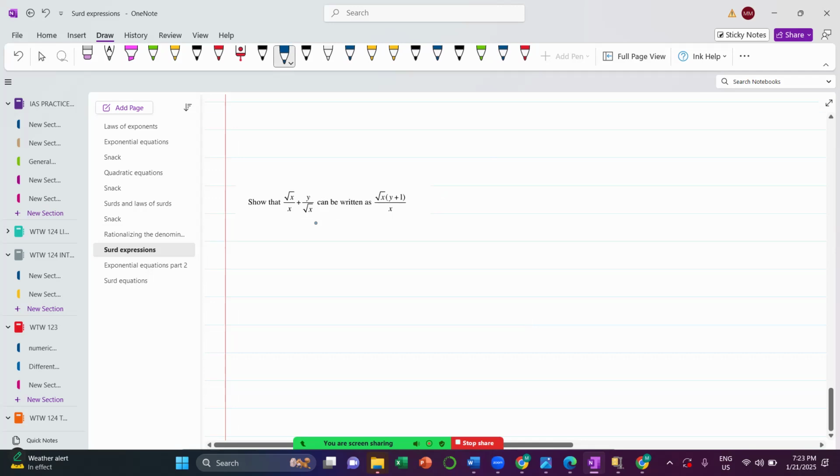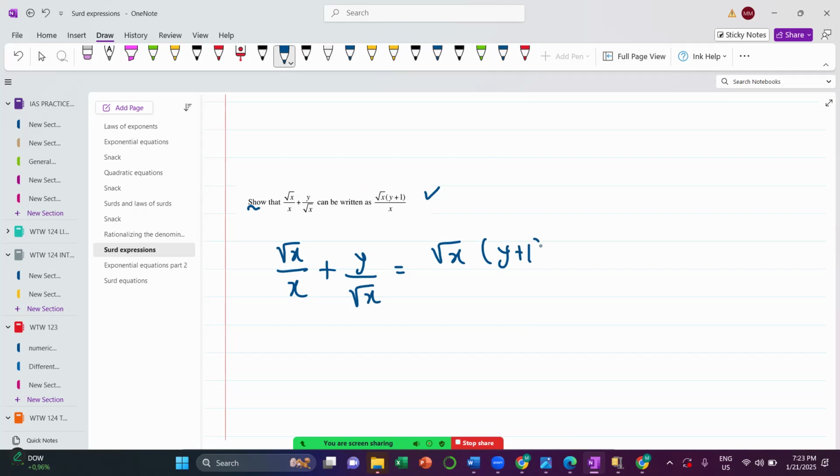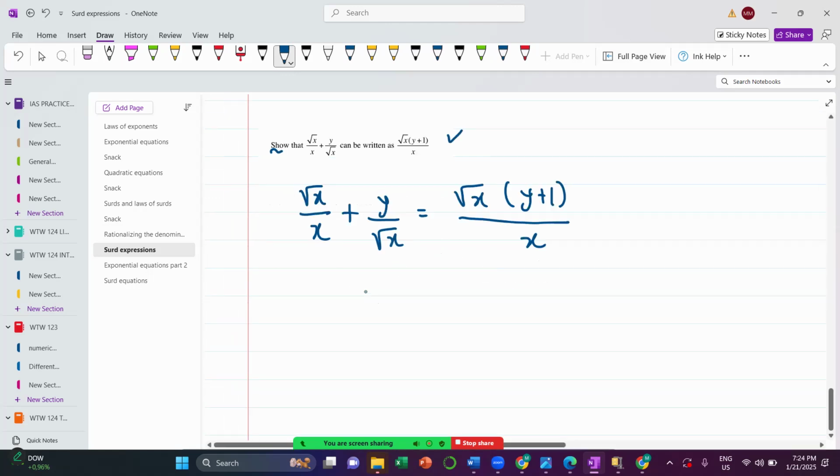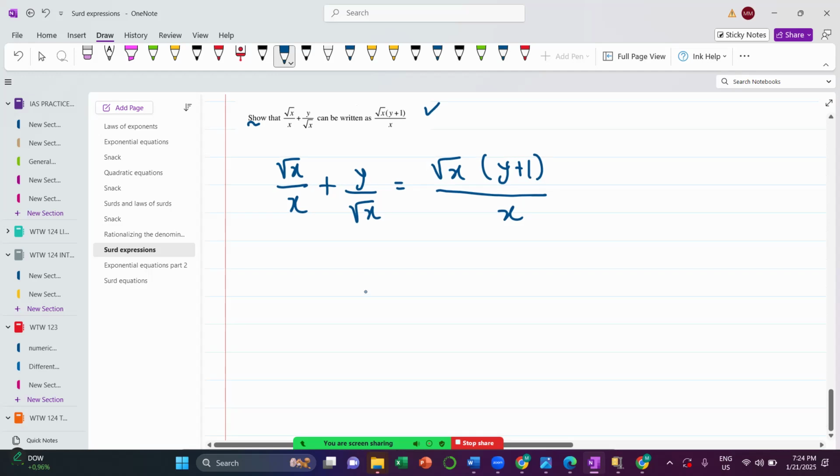So now we're given a problem saying show that the root of x all divided by x plus y divided by root of x can be rewritten as root of x into y plus 1 all over x. So this means that we must prove that root of x all over x plus y all over root x is equal to root x into y plus 1 all over x. So we just must prove that. So I said we always take the more complicated side.